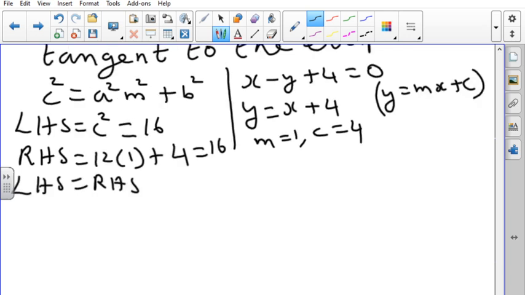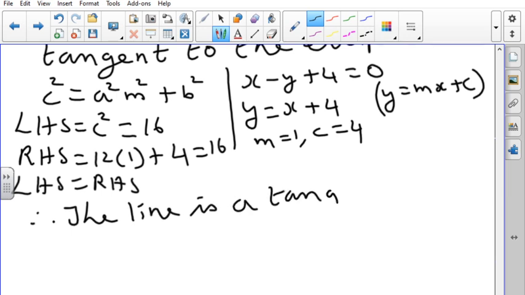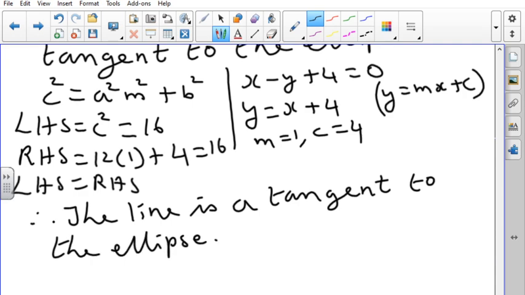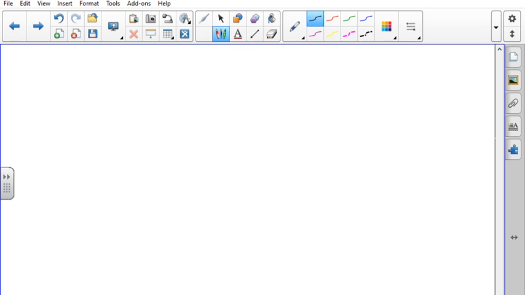So we say that therefore the line is a tangent to the ellipse. Now we have to find the point of contact. So for the point of contact, we have a formula.